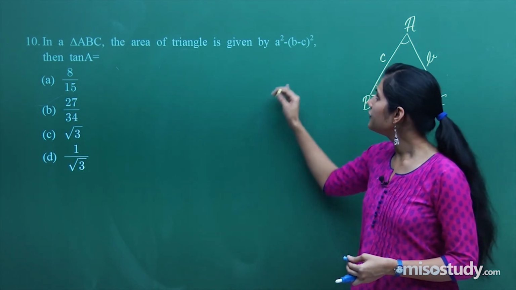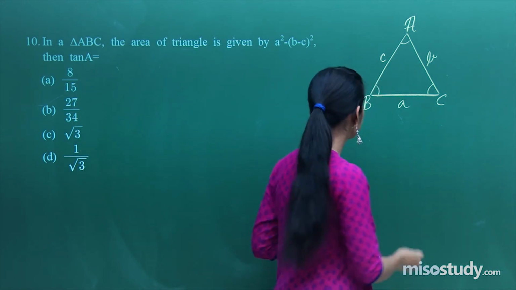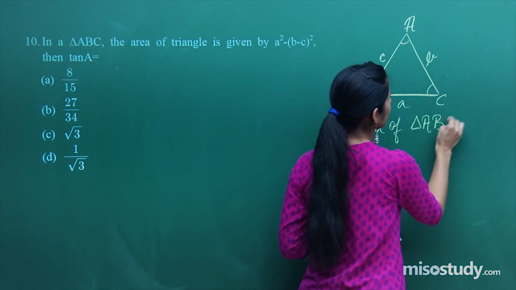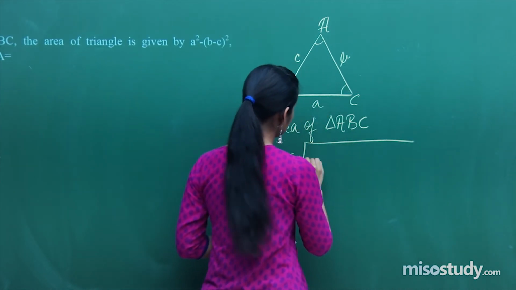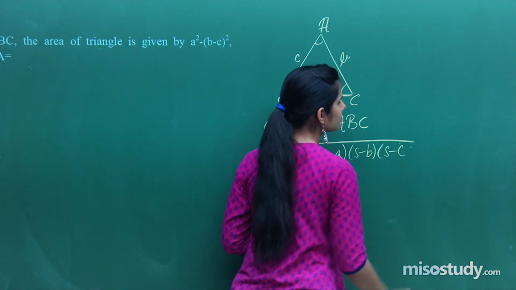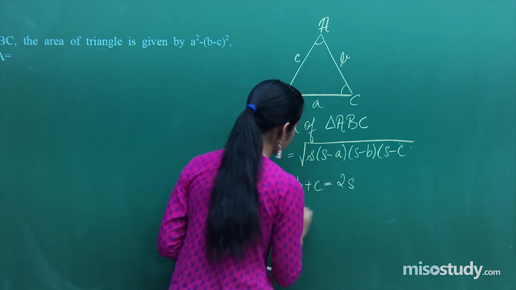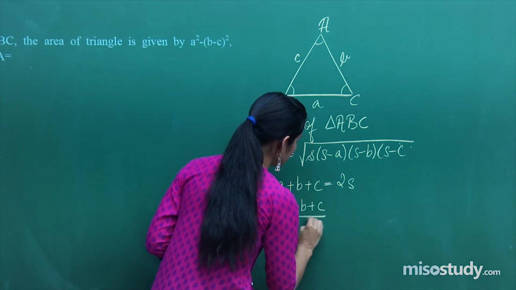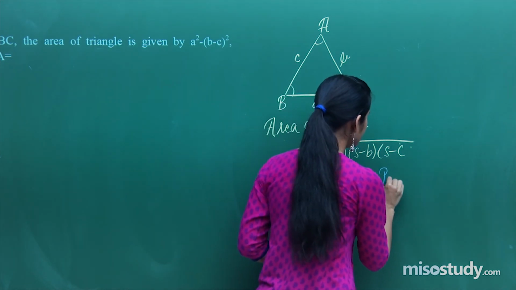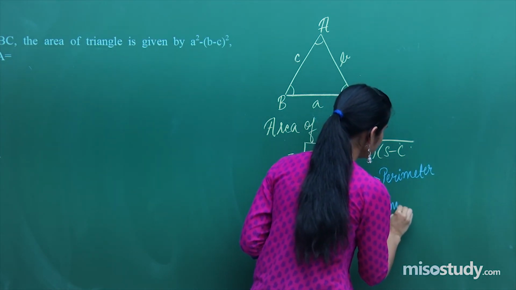Then if the area is given to me in terms of sides, I am bound to use my Heron's formula. Area of triangle ABC is under root S into (S minus a), (S minus b), (S minus c), where a plus b plus c is 2S. Therefore, (a plus b plus c) by 2 is S. This is your perimeter and this is your semi-perimeter.